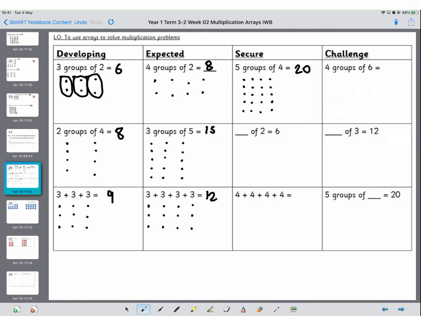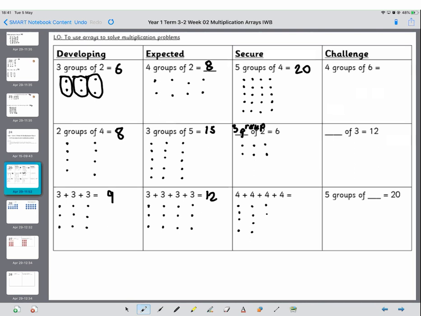Now this next one is saying groups of 2 to make 6. So let's put some groups. That's 2, that's 4, that's 6. So it's 3 groups of 2. Sorry, I didn't probably leave enough space there. Next one is 4 plus 4 plus 4, 6. Exactly the same as the previous.